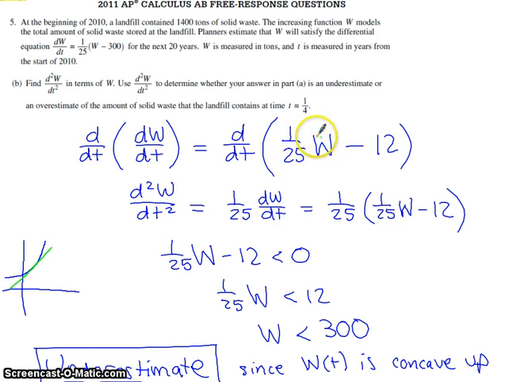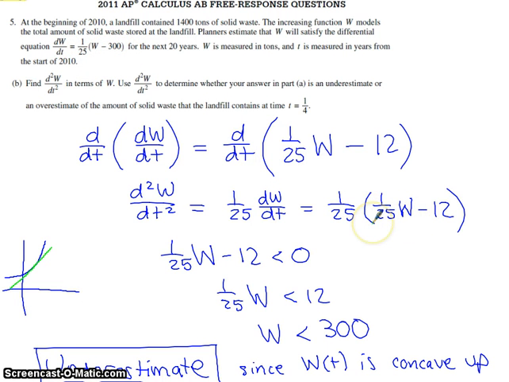This W is something that changes over time, so it's a function of time. So when you take the derivative of 1/25 W with respect to T, you get 1/25 dW/dT. Now the derivative of minus 12 does go to 0 like it normally would, but then this would be the derivative on your right-hand side. And then you know what dW/dT is. dW/dT is equal to this, or if you'd prefer, is equal to this.